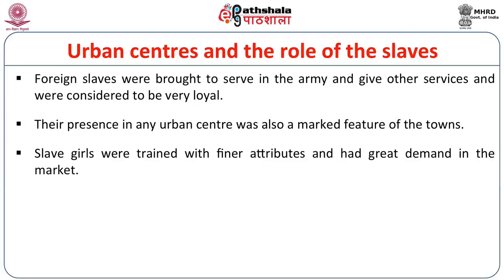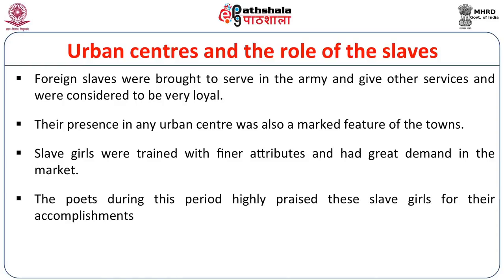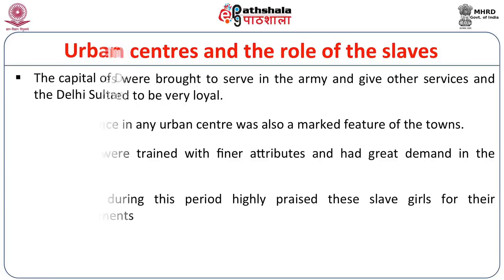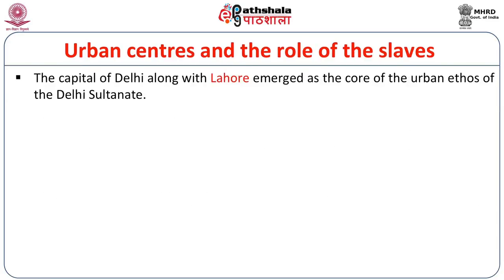Slave girls were trained with finer attributes and had great demand in the market. The poets during this period highly praised these slave girls for their accomplishments. The capital of Delhi, along with Lahore, emerged as the core of the urban ethos of the Delhi Sultanate. But also, this is another feature, that the capital always becomes the marker of culture in the medieval urban or Islamicate culture. So there is always a tendency of the towns nearby to imitate the culture of the center.